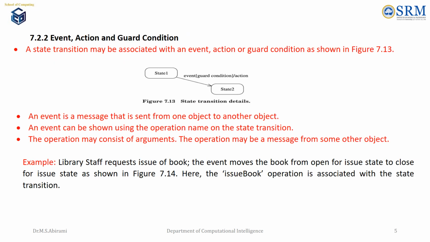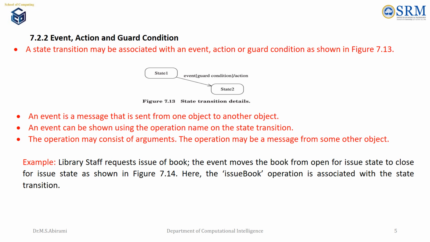The next topic is the event, action, and guard condition. A state transition may be associated with an event, action, or guard condition, as shown in figure 7.13. Figure 7.13 explains the state transition details: from state 1 to state 2, an event occurs or an action is done. Based upon this event or action in the system, the object moves from state 1 to state 2.